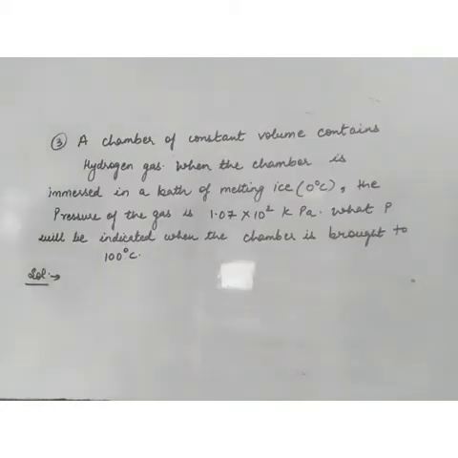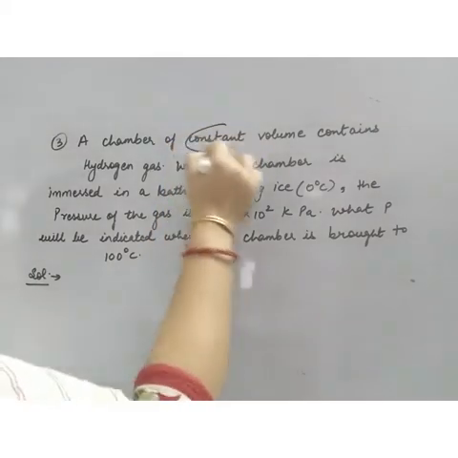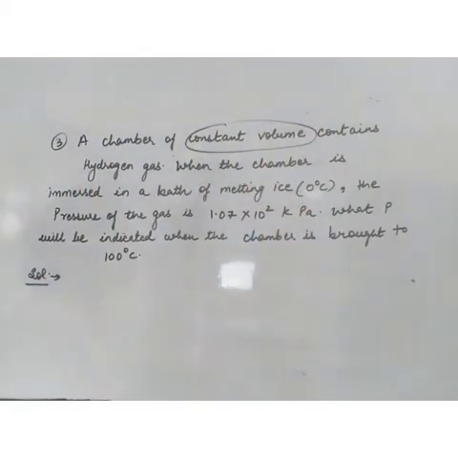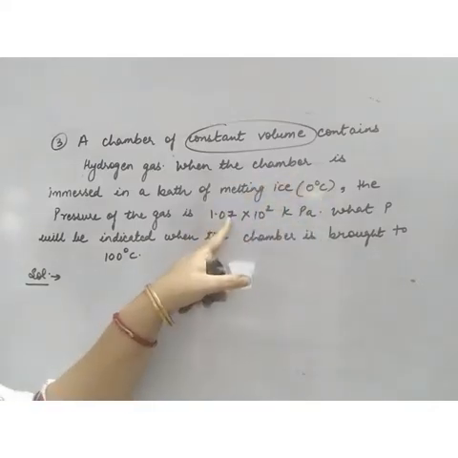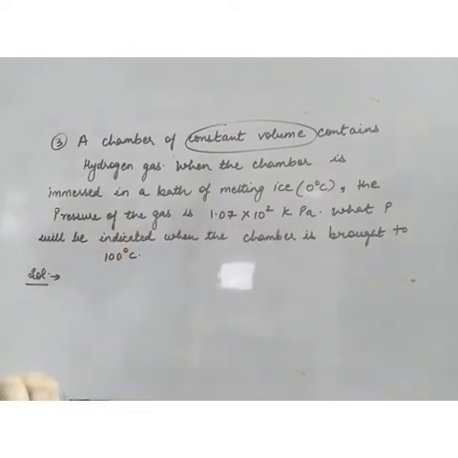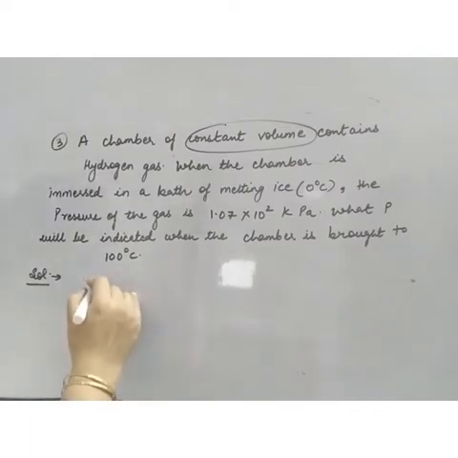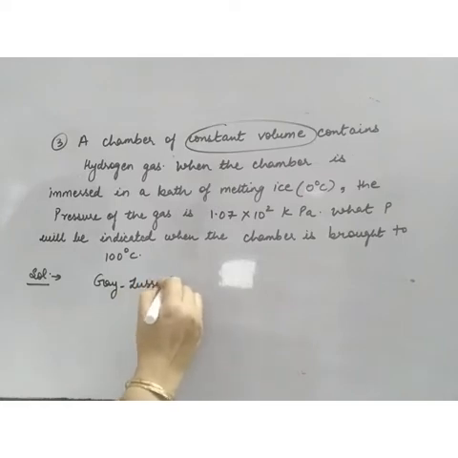Now the next question is, a chamber of constant volume contains hydrogen gas. Now constant volume, and we must understand that constant volume means it is Gay-Lussac's law. Now when the chamber is immersed in a bath of melting ice, temperature is 0 degrees Celsius, the pressure of gas is 1.07 into 10 to the power 2 kilopascal. What pressure will be indicated when the chamber is brought to a temperature of 100 degrees Celsius? Now this is Gay-Lussac's law because volume is constant. We have to understand which equation we have to apply.